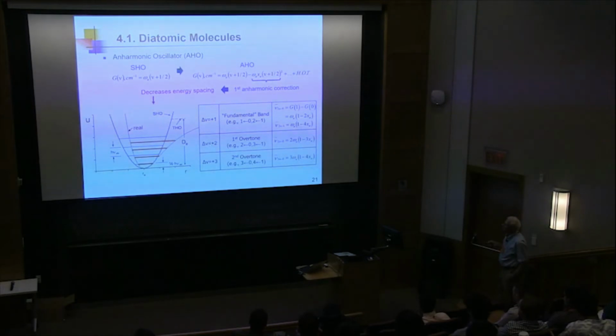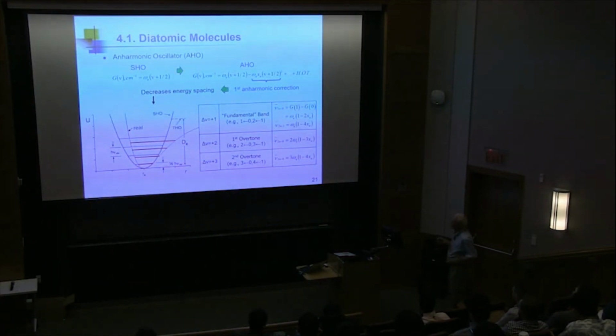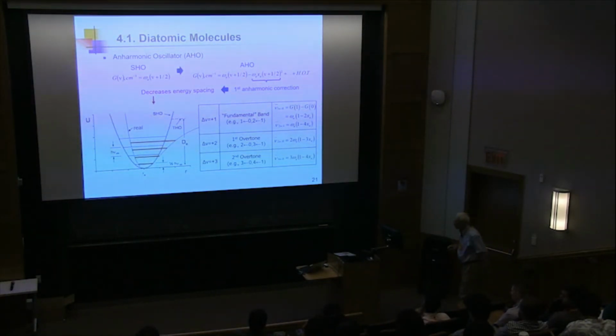If you have a delta V of 2, which is quote unquote forbidden, then that's called the first overtone. Delta V of 3, second overtone. So these are the expressions for the spacings. So why do we have a first overtone?